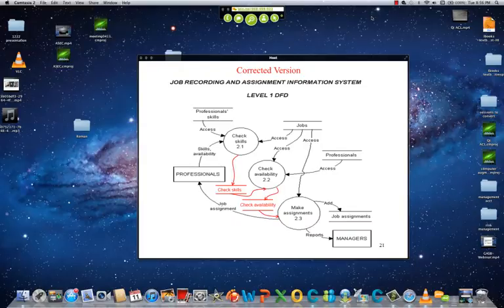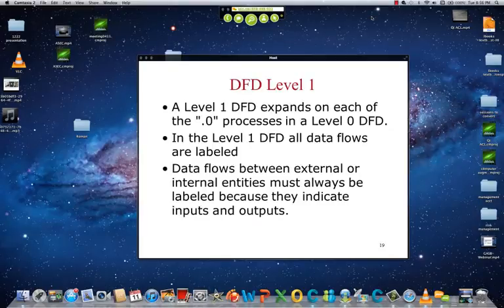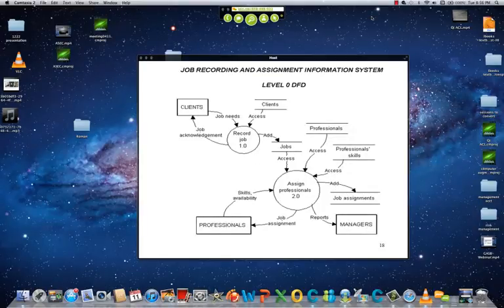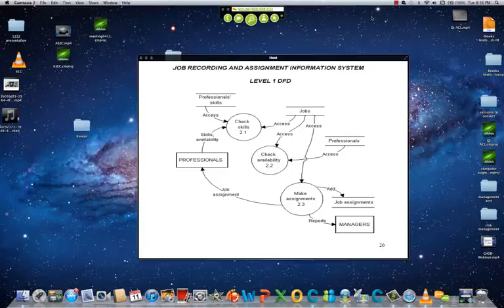So this is level 1 DFDs, and by the way, look at the naming: 2.1, 2.2, 2.3, right? Here we had 2.0. Now we go further down, one level down, right? Level 1, 2.1, 2.2, 2.3. So I won't make you do level 1 DFDs, so you will have to do level 0 DFDs. Okay, this is for your assignment.